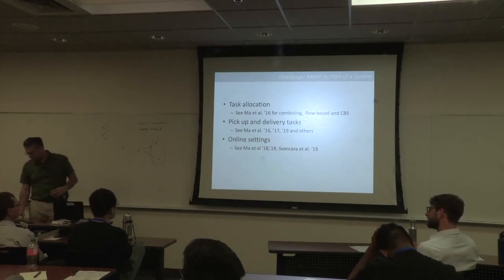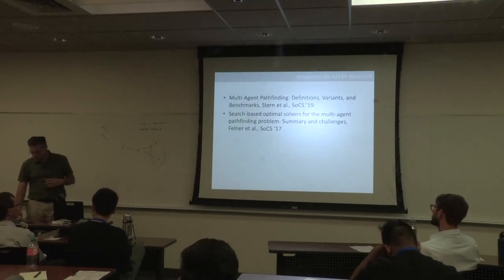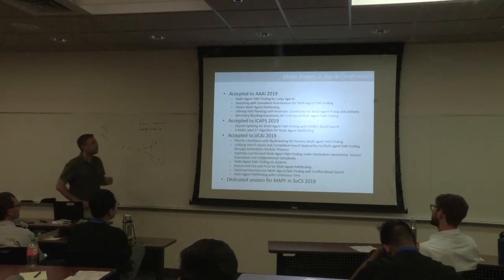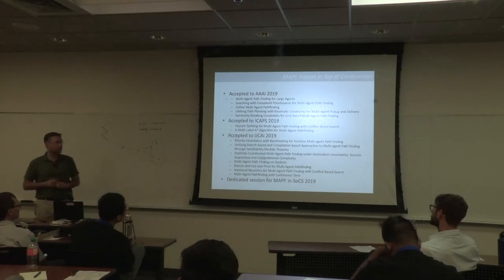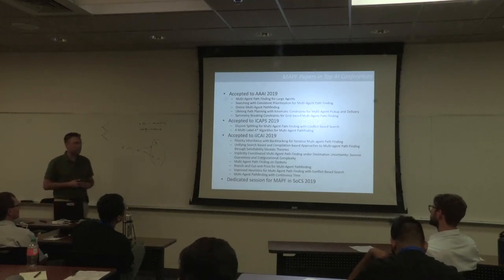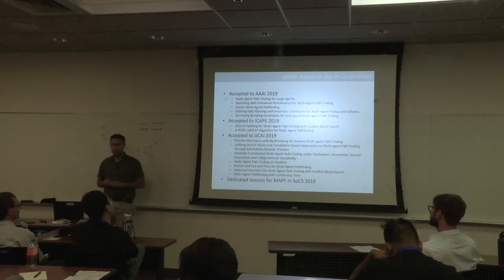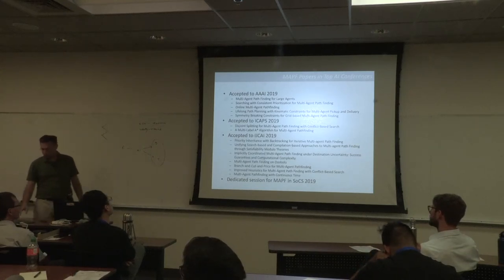And just to try to convince you how hot a topic this is, this is a list of papers from AAAI, ICAPS, and IJCAI, which have the words multi-agent pathfinding in them. And this is just for this year. So this field is really, really growing. There is a dedicated session for this in SOCS this year also. So it's really growing, and there is a community. So I invite you all to work on that.